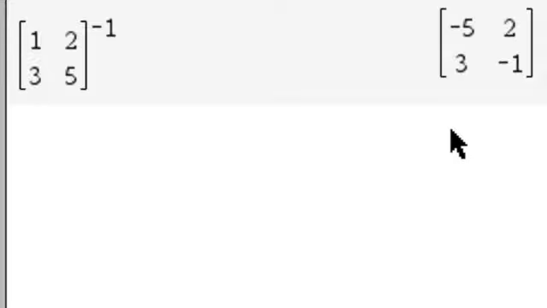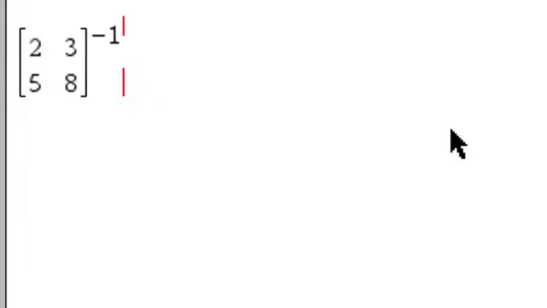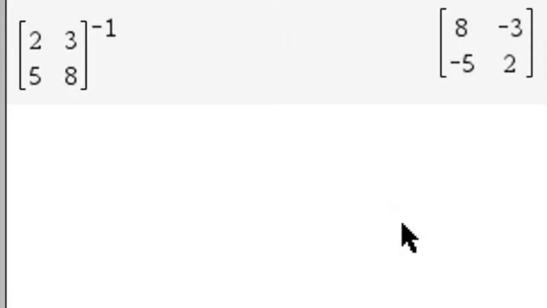Let's take a look at another example. See what you can do with this one. First, find the determinant, then take 1 divided by the determinant, swap the 2 and the 8, and change the signs of the 3 and 5. Okay, very good. This is what we got here for the 2 by 2.